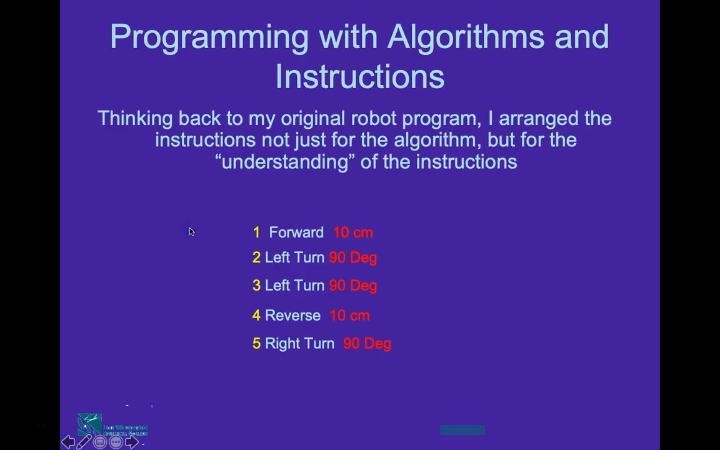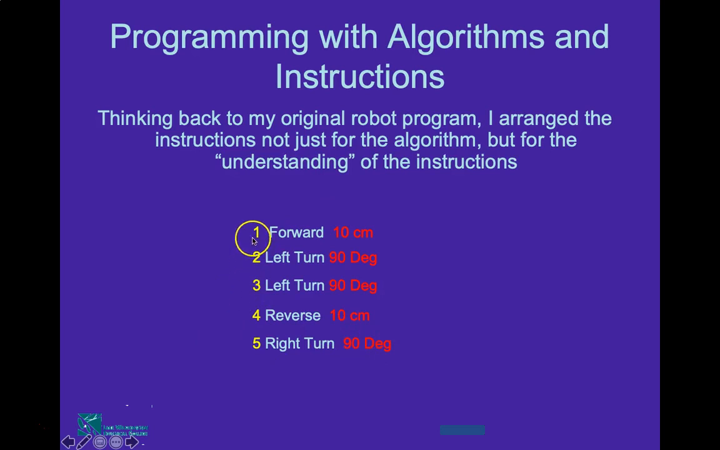So let's get started. This slide talks about an exercise which you have done in the class, and it's about the robot program. You can see this is the algorithm for that. These are the steps: move forward 10 centimeter, then take left 90 degree, then further take left 90 degree, then reverse 10 centimeter, and then right turn 90 degree. So this represents your algorithm.